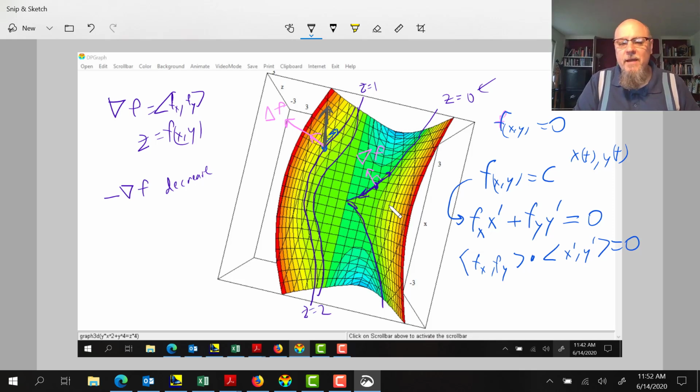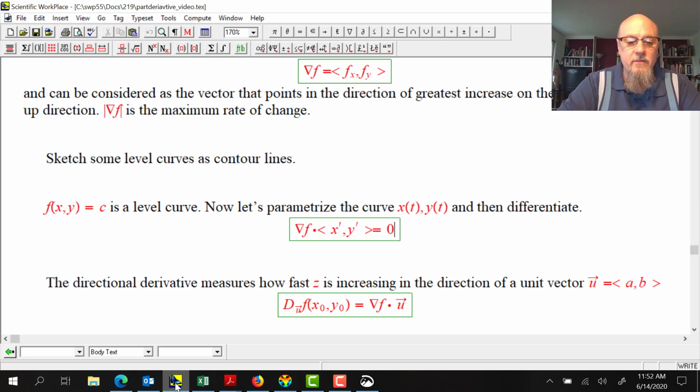So how fast am I going up? I know the direction. I picked the direction. I just want to know how fast up the hill I'm going. That's what our directional derivative gives us. So the directional derivative is going to be a number, and it's a measure of how fast the height is increasing in the direction that I choose, AB. So it's a dot product, right?